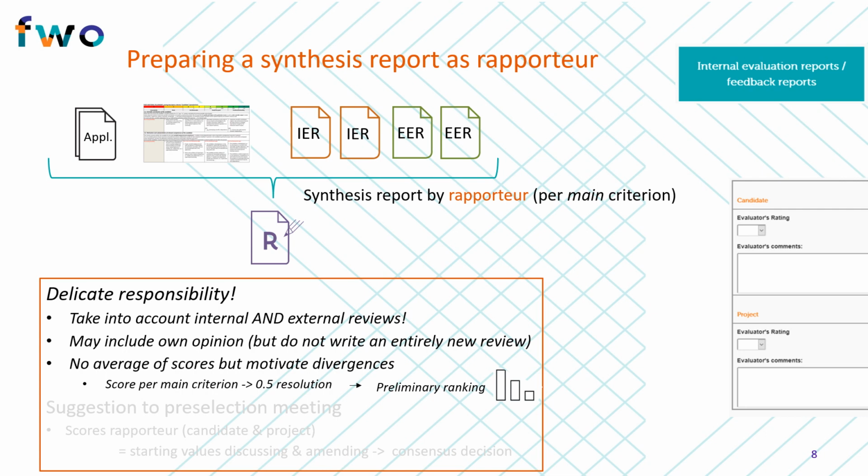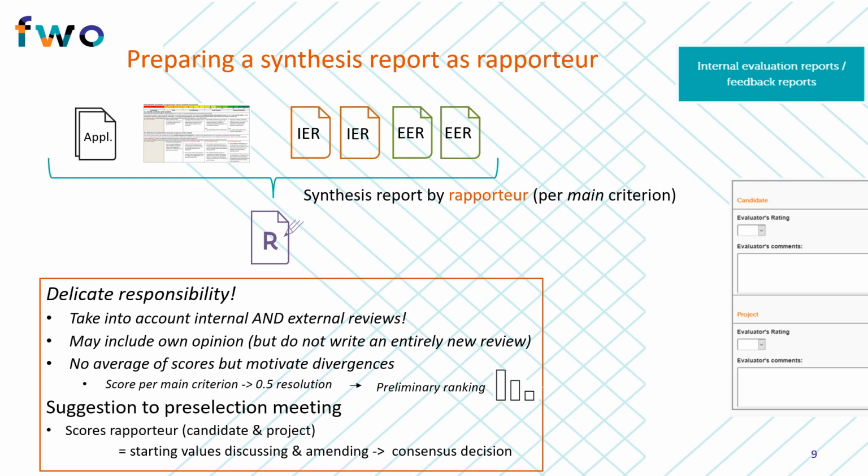For each criterion, you will be required to provide one score. Contrary to the internal evaluation phase, you will now be able to give scores with a half-point resolution on both main criteria. Your rapporteur scores will form the basis for the discussion during the pre-selection meeting. It is the rapporteur's responsibility to assign valid scores to each application that is assigned to you. Based on the discussion with other panel members, these scores can of course still be amended during the pre-selection meeting.